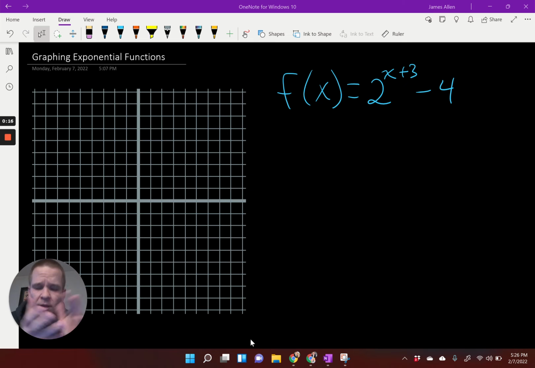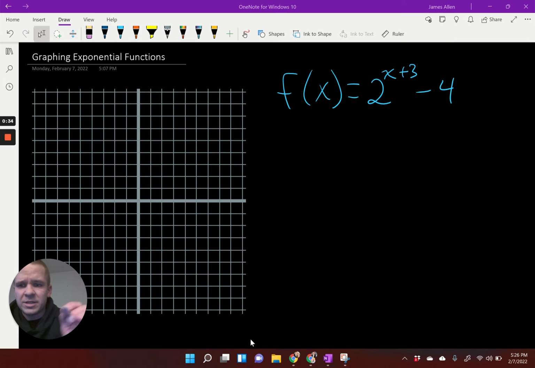So let's see here. If we have it going on inside the function, up in that exponent is considered inside the function. That's a horizontal transformation. We are going to the left 3, and then outside that -4, we are going down 4. So that's how this graph will end up moving based on our parent function.